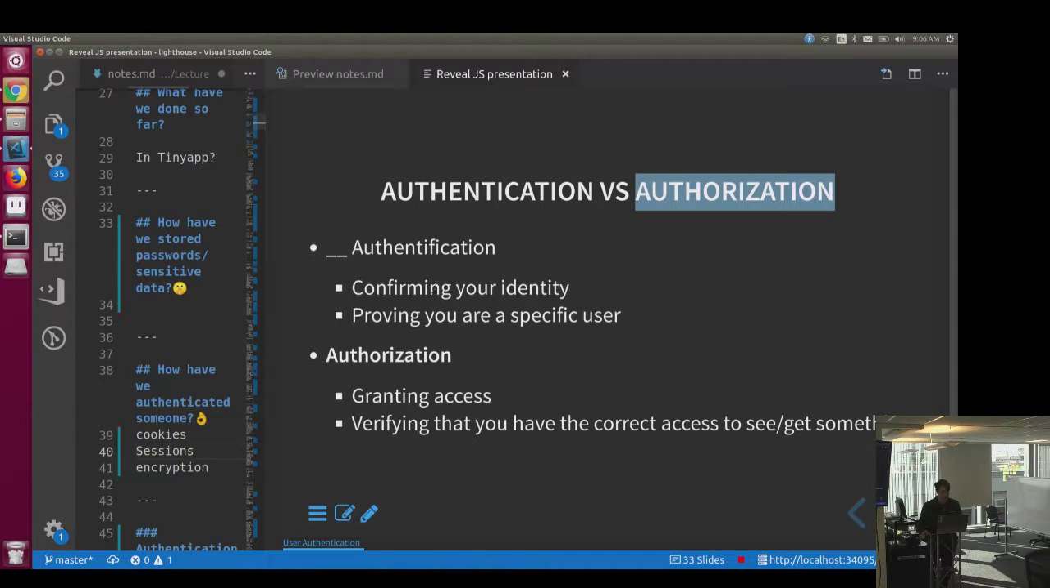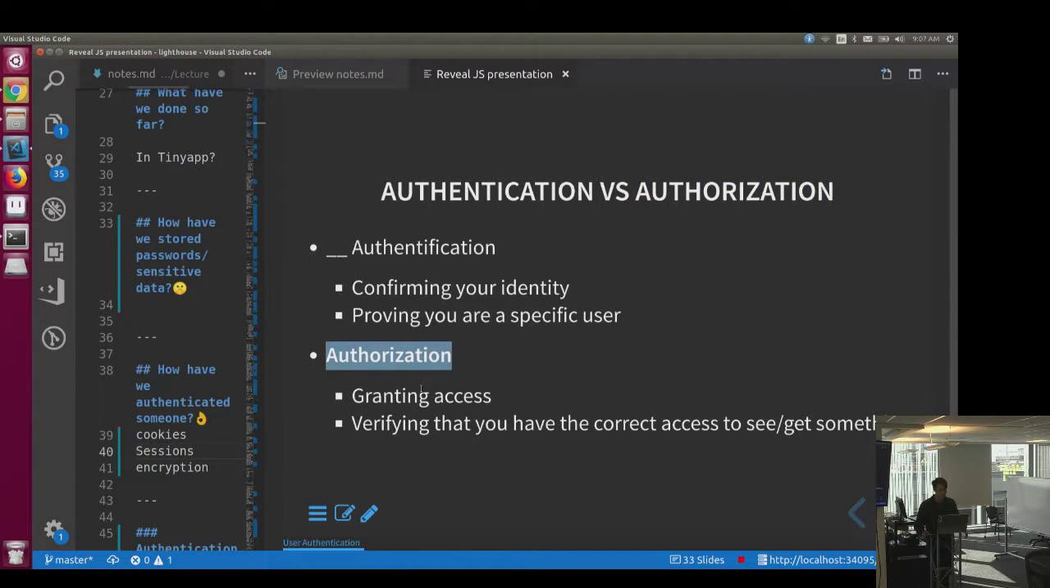So authentication is confirming your identity. It's proving that you're a specific user. So when you're logging into your site and you're providing your credentials as email and password, that's a process of authentication. If I'm correctly authenticated, then when I sign into my email, it knows who I am, and it knows that I'm a registered user, and any additional information that it may have about me.